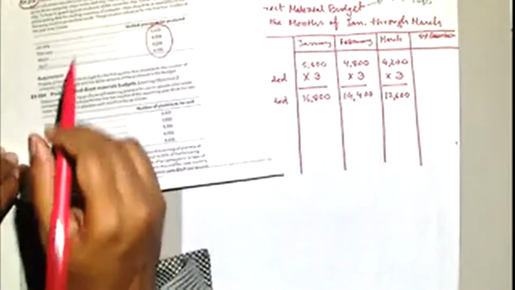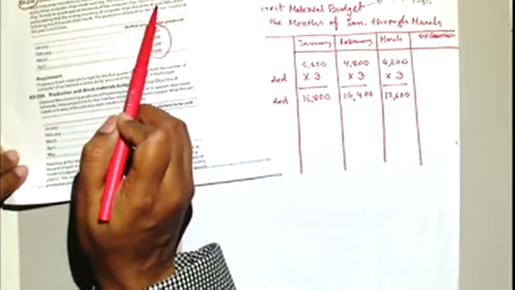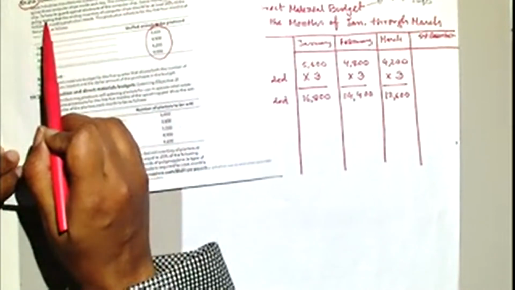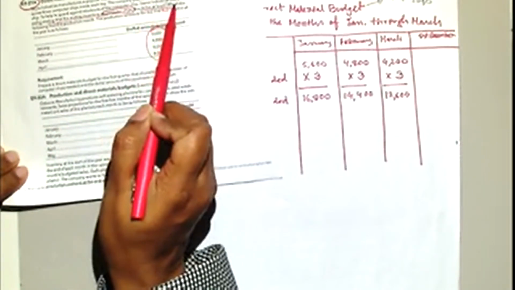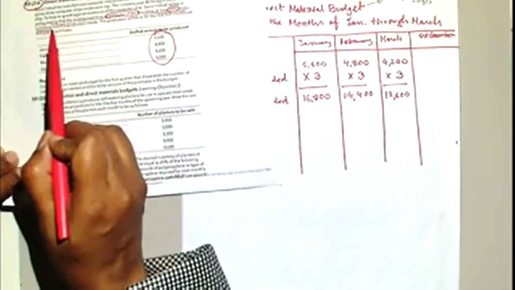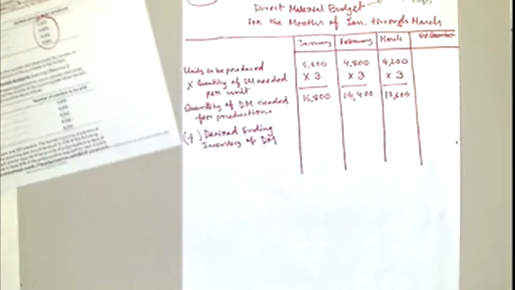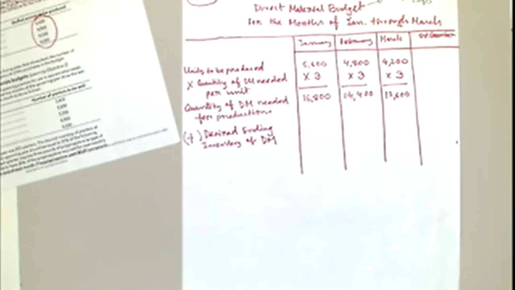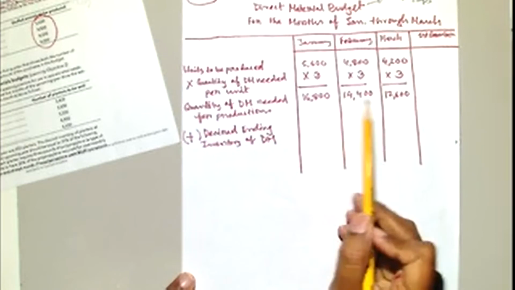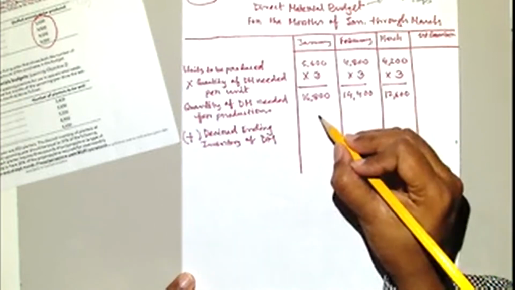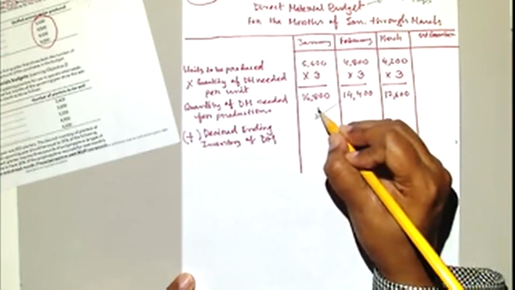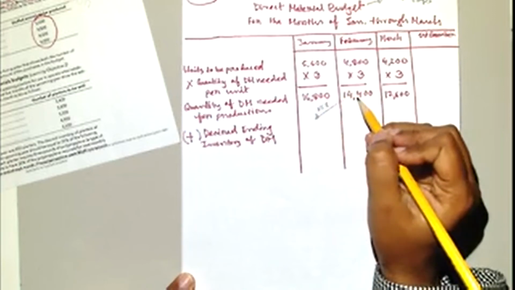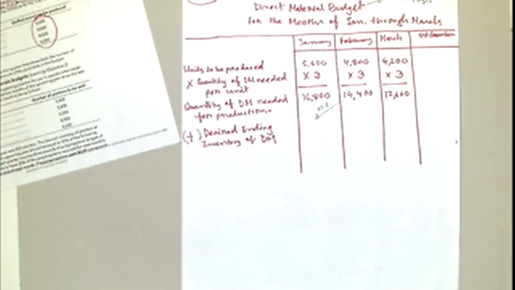So it says that Saco Industries has a policy stating that the ending inventory of computer chips should be at least 25% of the following month's production needs. Right, 25% of the following month's production needs. So this is your production needs, right? So you will check 25% of your following months. That means when you are doing the budget for your January column, you're going to check what is your production need for February and take 25% and keep that one as your January's ending inventory.